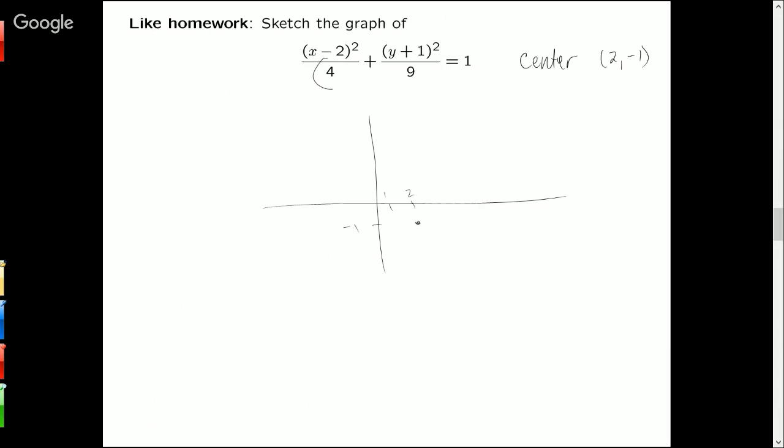Now, look under x. X has a 4, so the square root of 4 is equal to 2. So I'm going to go left and right because x is left and right. And I'm going to go left and right 2, draw my dot, draw my dot. And then y has the 9 under it. Square root of 9 is 3. That's y, so I'm going to go up and down 3 from the center. 1, 2, 3. 1, 2, 3. And then draw your ellipse around it.